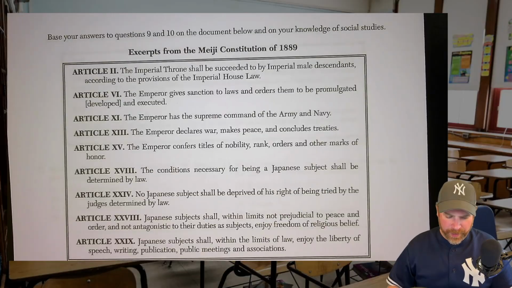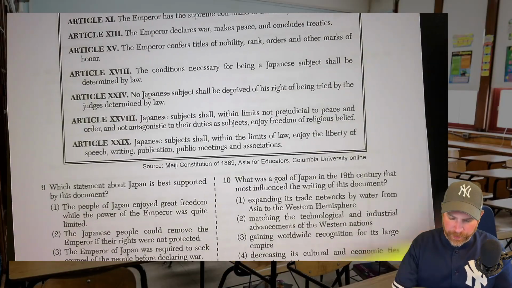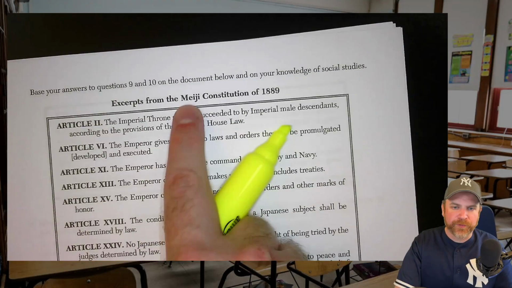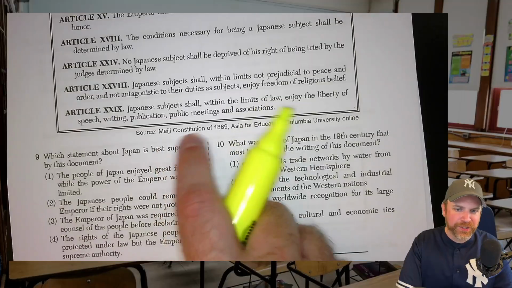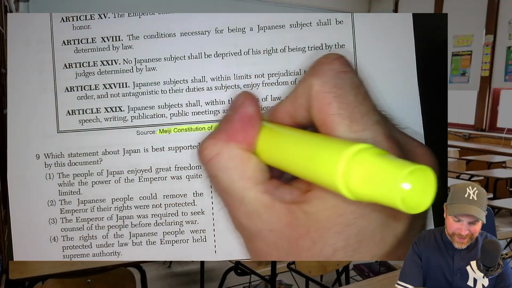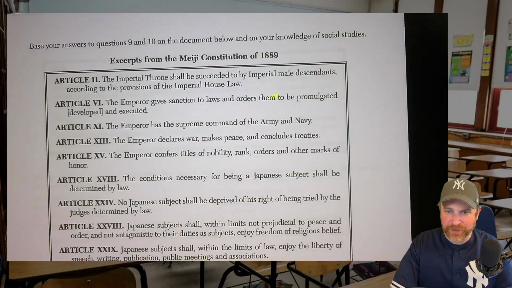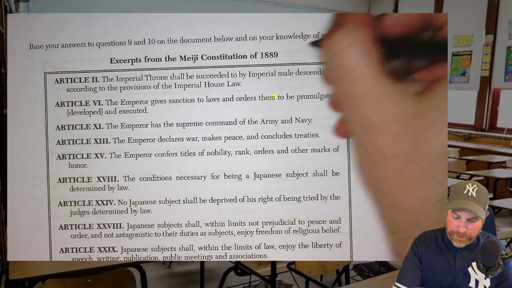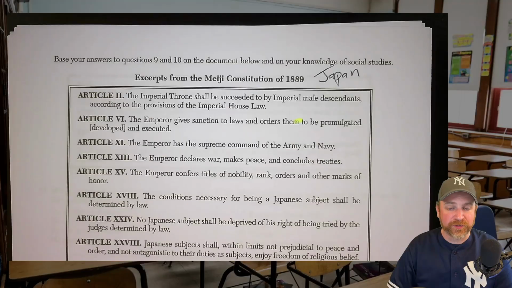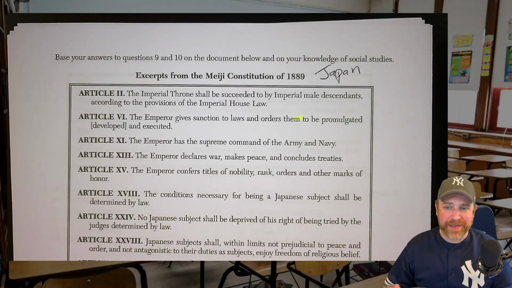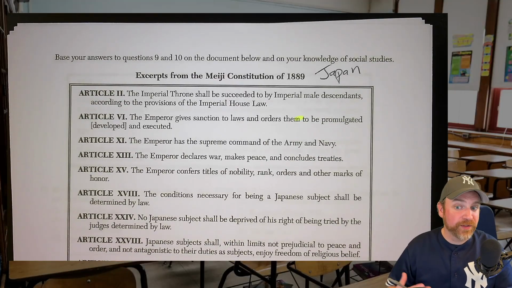Let's move on. Questions 9 and 10 correspond with the source titled Excerpts from the Meiji Constitution of 1889. When I see Meiji Constitution 1889, I'm thinking Japan right away. The Meiji Restoration period in Japan is when Japan starts to modernize their society by basically copying what the West was doing, right? Whatever was successful in places like France, Britain, Germany, the United States, we're going to bring those things over to Japan, right?